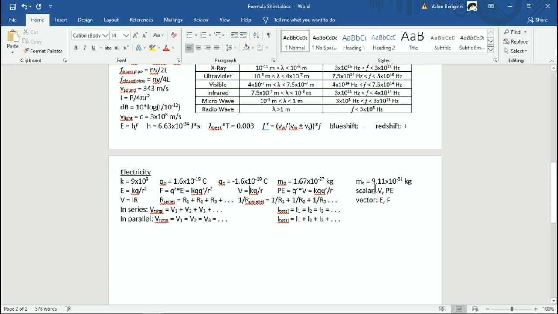And then clarifying that it's the scalar, so voltage and potential energy are scalars, while the electric field and the force are vectors. And then we have the circuit rules, right? V equals IR, and then your R part in series is you just add them up, and your R part in parallel, you do 1 over the total parallel equals 1 over, you do the 1 over sums, and then 1 over at the end.